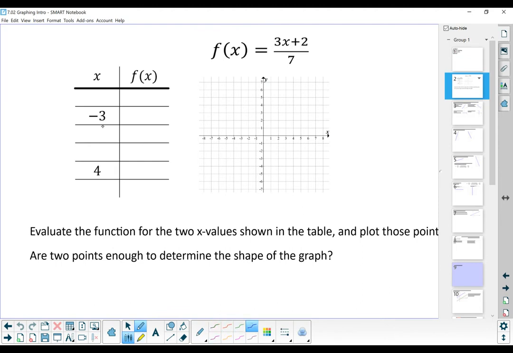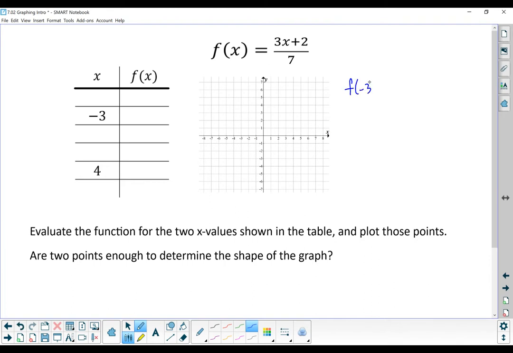So if I substitute a -3 into this function, f of -3 is equal to (3 times -3 plus 2) all over 7. So you could evaluate that in your calculator if you want, or you could evaluate it in your head if you want. -3 times 3 is -9, plus 2 is -7 over 7, which is -1. So if we plot that point, -3, -1 is right here.